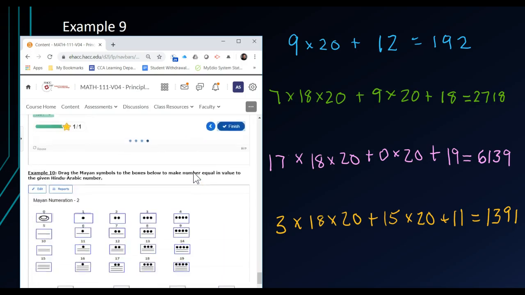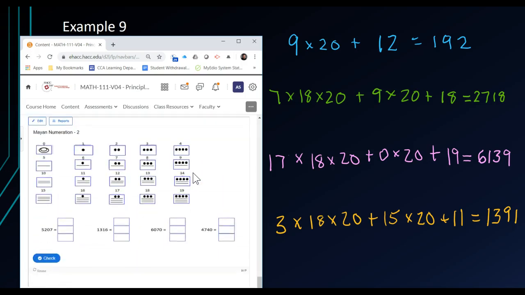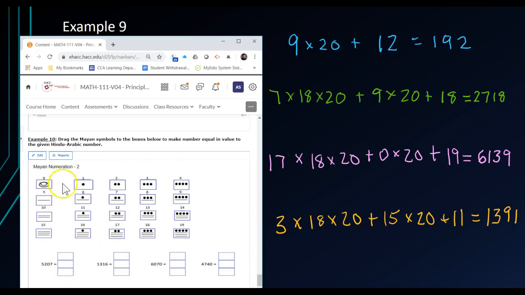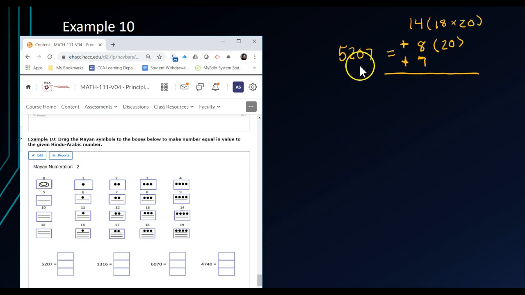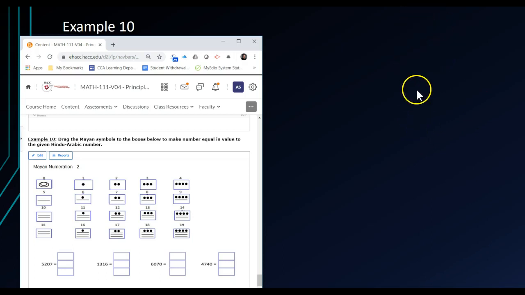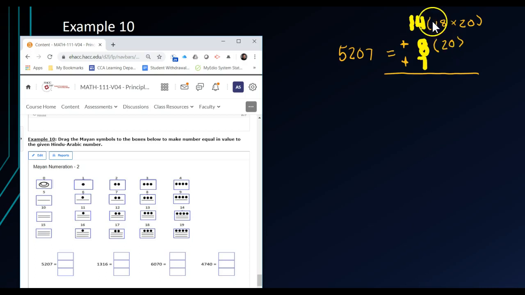Moving to example 10, the reversals, now you're given these numbers down here, and you're asked to slide the right tiles into the right positions. So for the first one, 5,207, it can be broken down into 14 times 18 times 20 plus 8 times 20 plus 7. And so what makes up the Mayan numerals are these numbers right here, the 14, the 8, and the 7, so that's what I want to put into those positions.